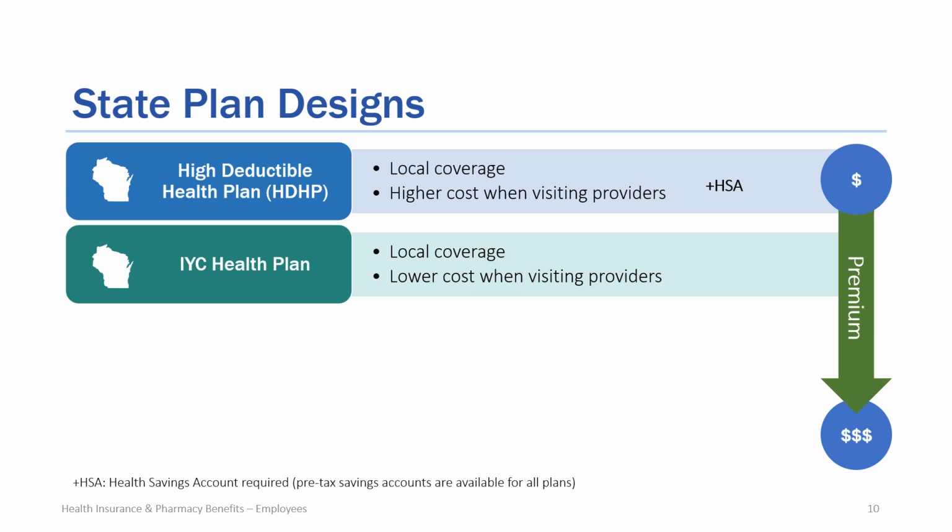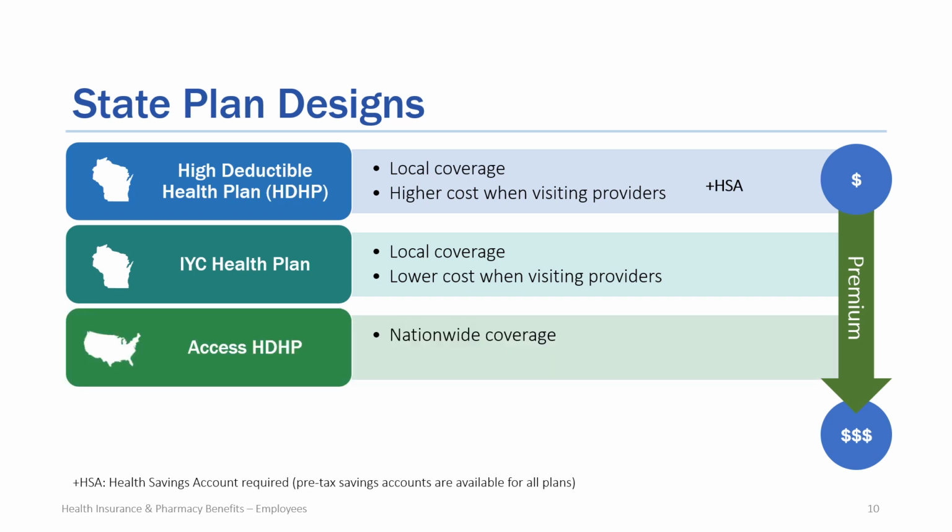The Access High Deductible Health Plan, or Access HDHP, offers nationwide coverage with out-of-network benefits at a higher monthly premium. Like the regular HDHP, it requires an HSA with contributions made by your employer.